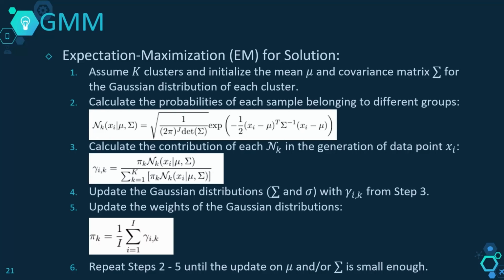And step 6 is just to repeat steps 2 to 5, so that the Gaussian distributions that we assumed at the very beginning can better and better describe the data.